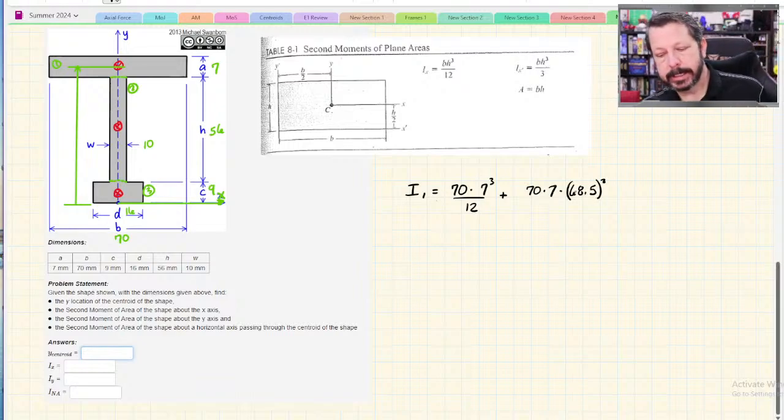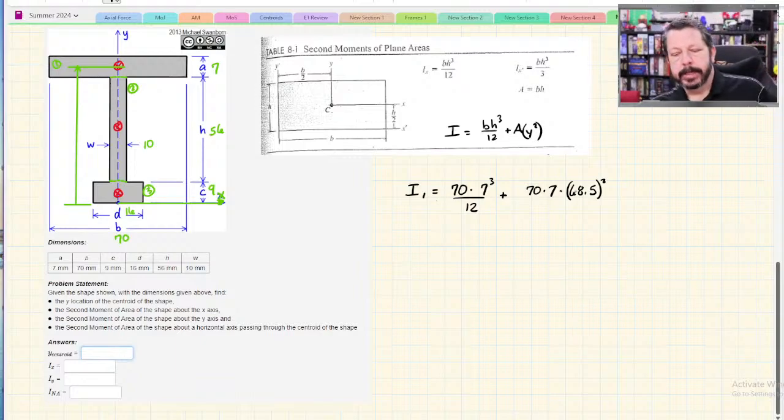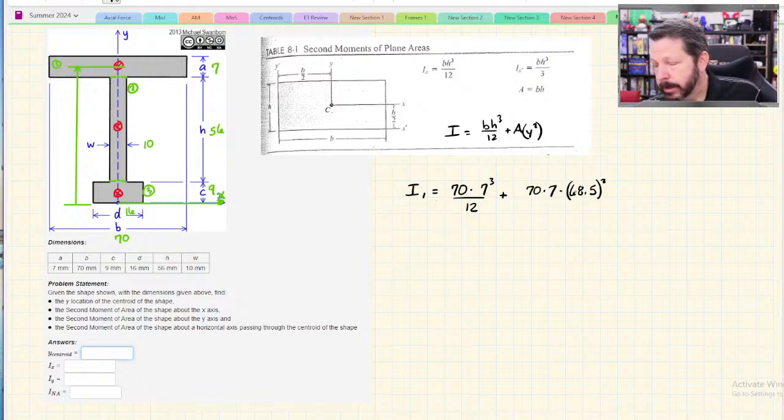And it's squared. So that's this equation, if I were to write out the generic version, it's not always BH cubed over 12. That's just specific for a rectangle. But it's whatever your moment of inertia normally would be about the centroid of the part, plus the area of the part times the square of the distance between the centroid of the part and the reference axis.